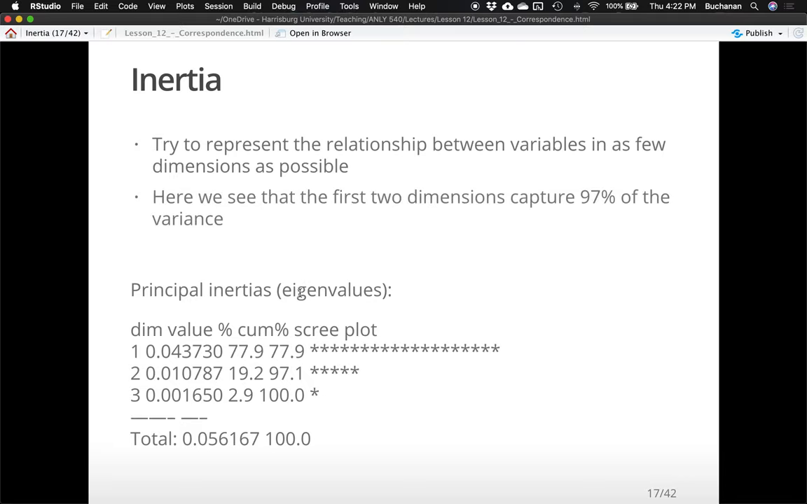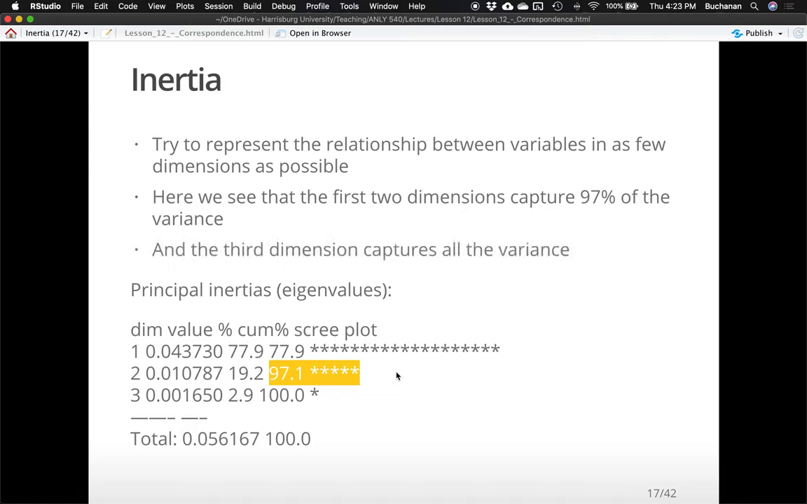Okay. In this example, I just cut and pasted this. The first two dimensions account for 97% of the variance. It's pretty good. And if we add that third dimension, then we get all the variance. Okay. So the first two dimensions capture nearly all the variance. The third dimension captures all of it. Okay. That's really great. We could work in two-dimensional or three-dimensional space. Sorry. I guess if you only wanted one dimension, it covers a lot of the variance too.